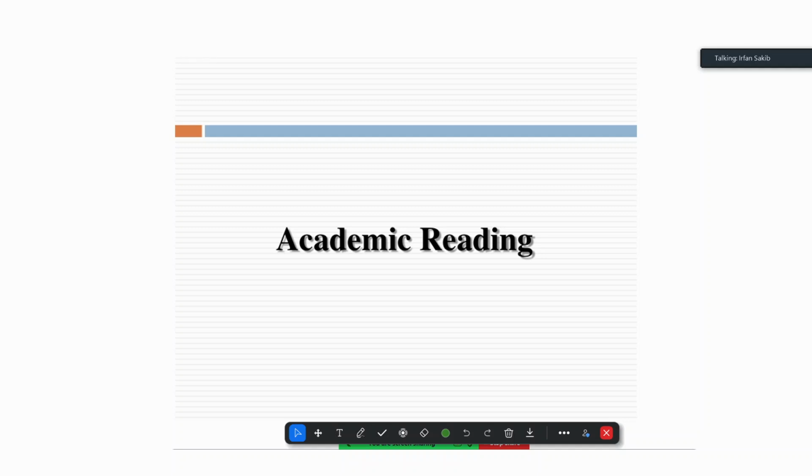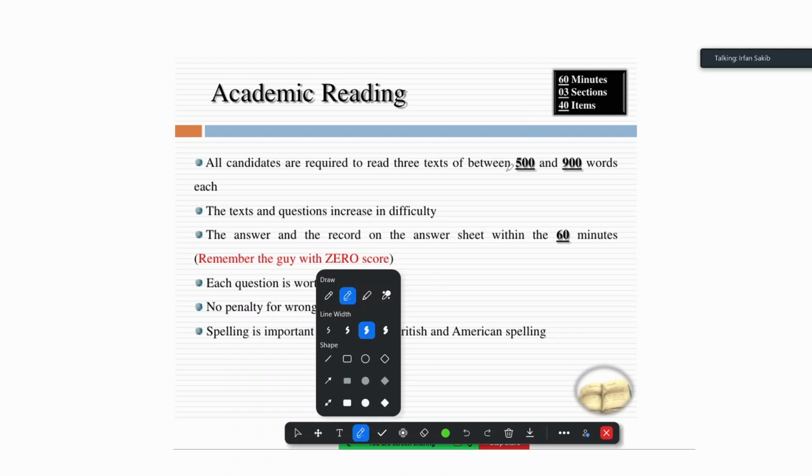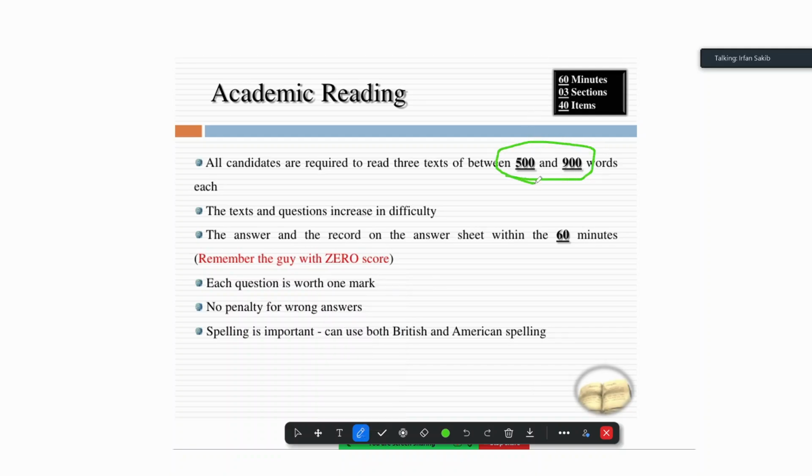Now we move on to the academic reading. Can you tell me what is the total time, number of sections, and number of questions? 60 minutes, 1 hour exactly. Then three sections and 40 questions. Perfect. Three sections means that there will be three passages or three texts. Each text will be 500 to 900 words. And as I said, the texts and questions increase in difficulty. Section 1 will be the easiest, section 3 will be the most difficult.